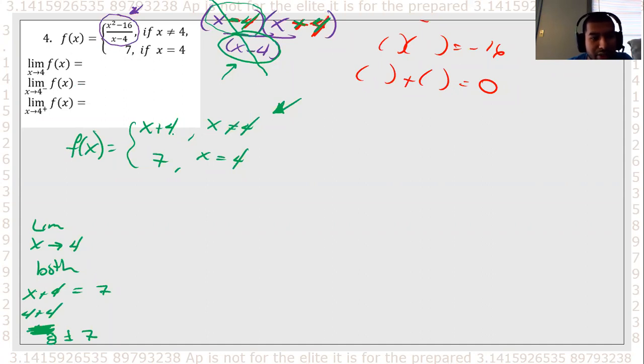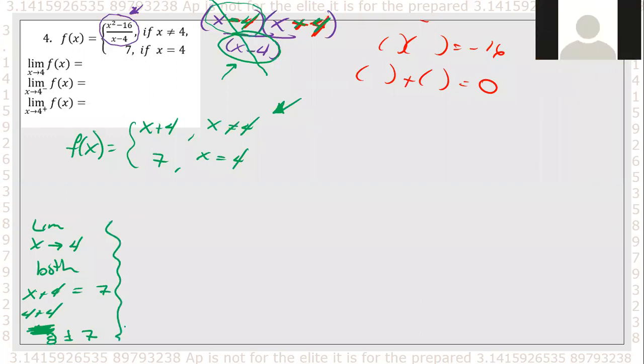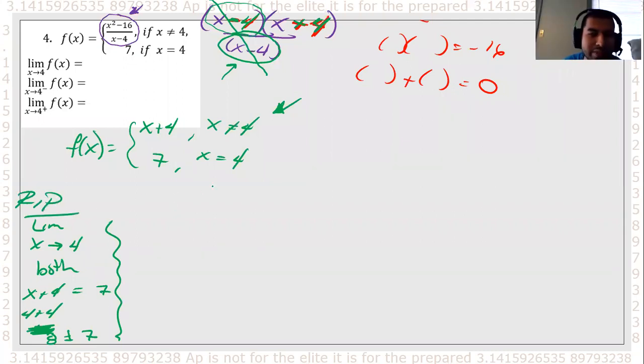I'm sorry, guys, I totally messed this up. Just kidding. When you are looking for both, sorry, I confused it. Big rip. All right, my bad. I'm sorry, guys, I forgot what I was doing. I thought I was looking for f of 4.